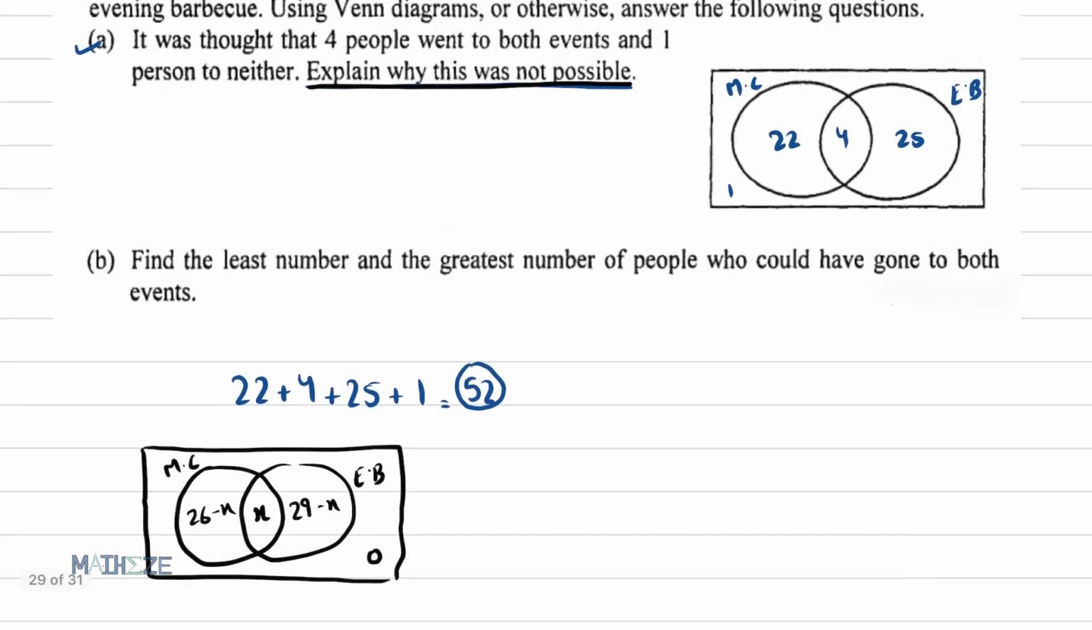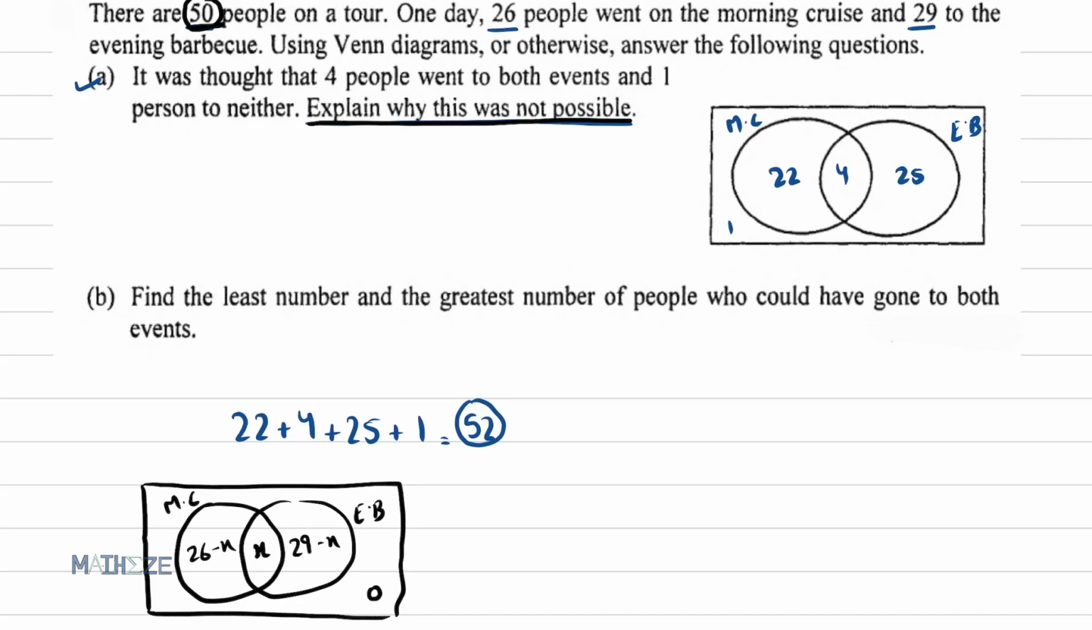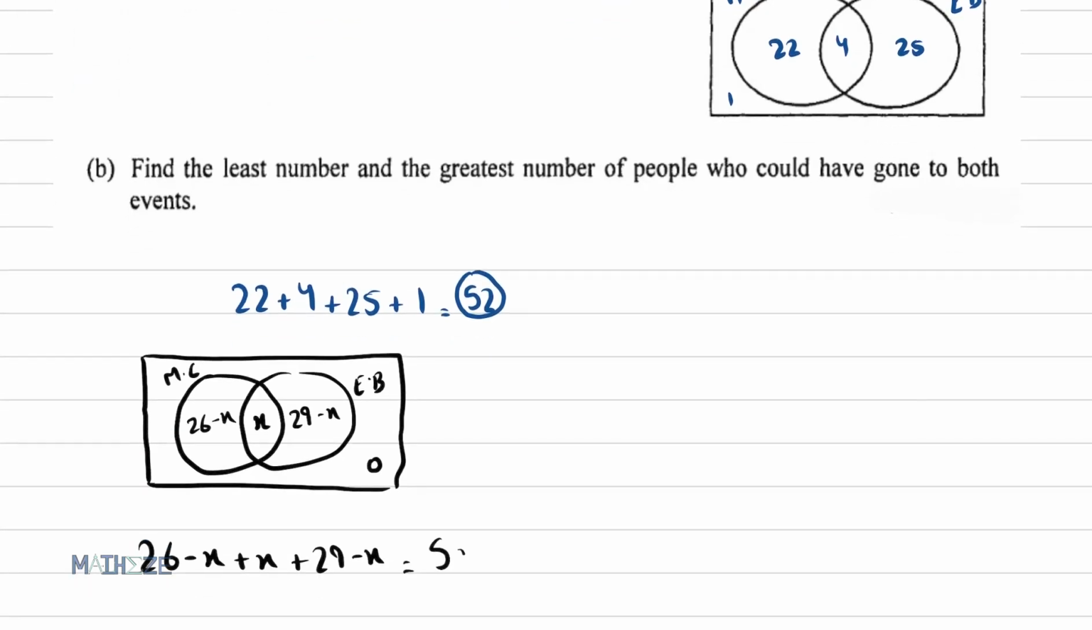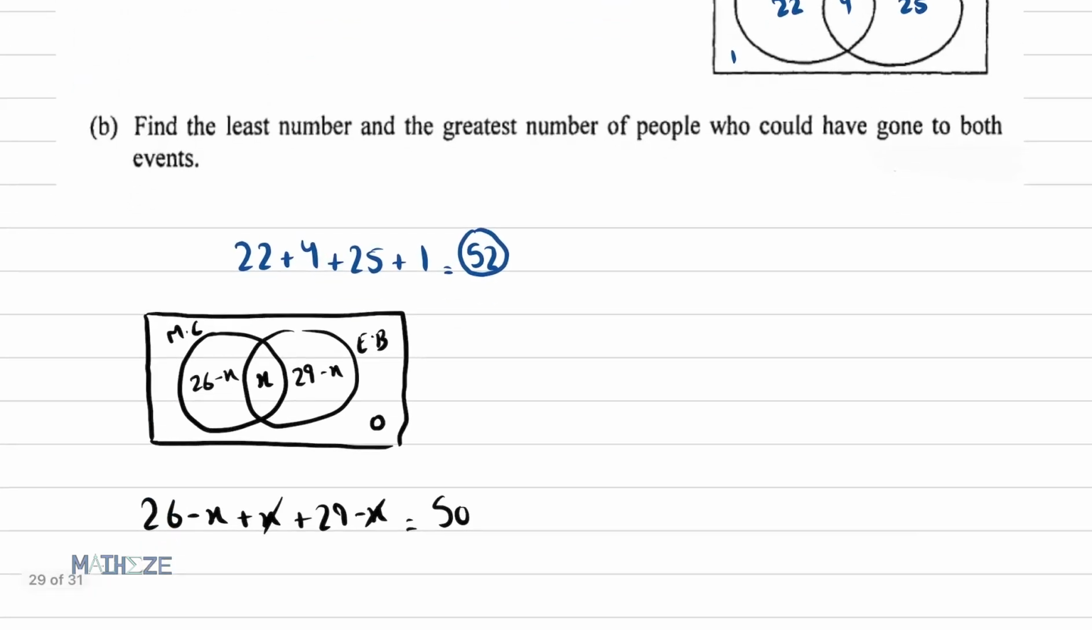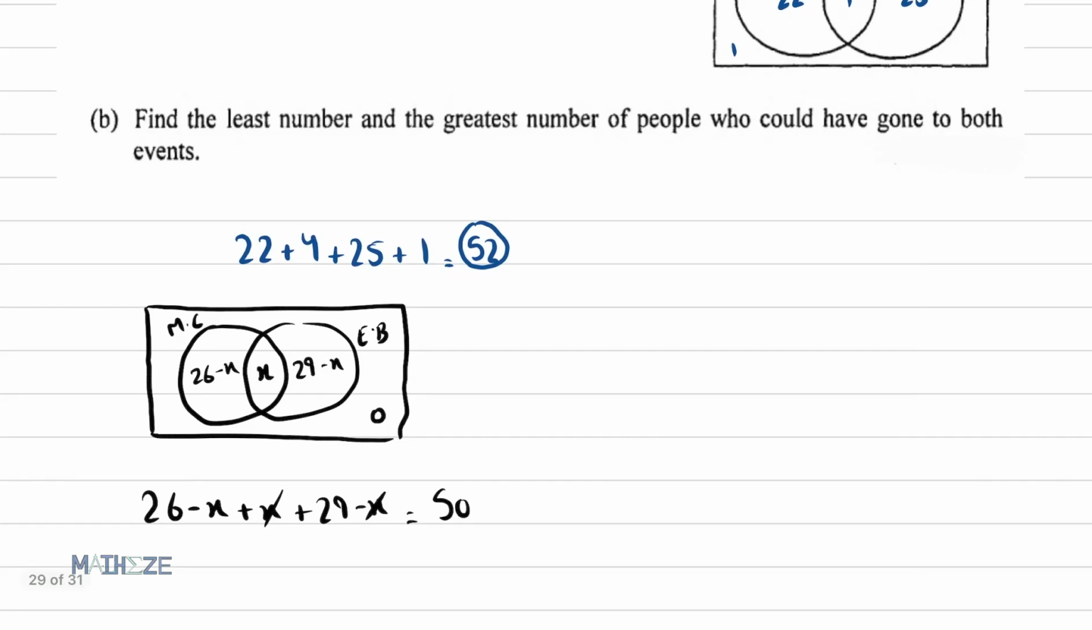In total, how many people were there in the question? 50. Let's equate to 50. Minus x plus x cancel out. What's 26 plus 29? It's 55. 55 minus x is equal to 50. X is what? 5. So the least value who could have gone to both events is 5. And the least value who could have not gone to both events is 0. This is not asked in the question, but I'm just telling so you get the concept.